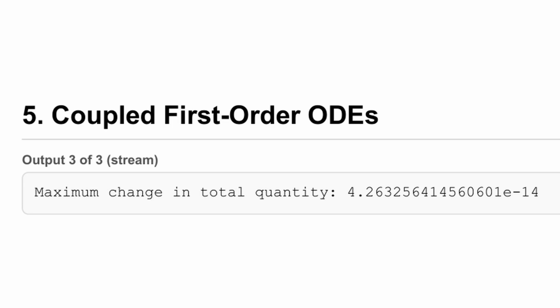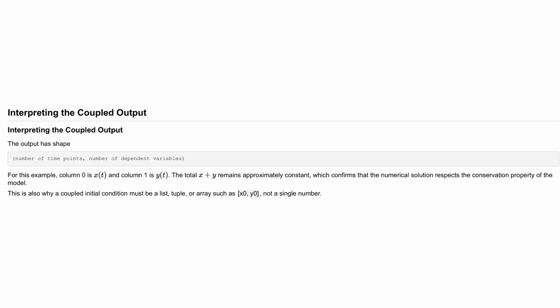Importantly, the dashed green line representing the total remains perfectly flat over time. The printed output confirms that the maximum change in the total quantity is essentially zero, restricted only by the floating point precision of the machine. When working with coupled systems, remember that the output array contains one column per dependent variable. Passing the initial conditions as a list is what allows ODENT to handle multiple equations simultaneously.